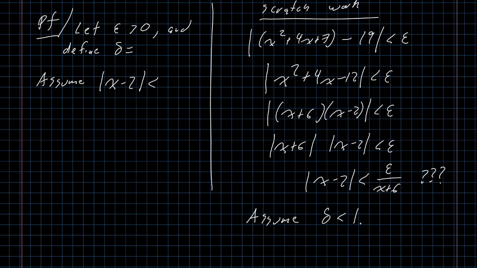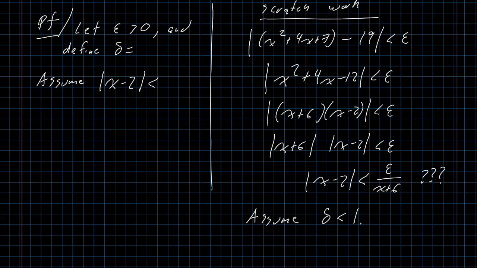So we need to do something further. And something further very often takes the form of, let's assume that delta is less than 1. Because if delta is less than 1, then we can do something with what we already know. And if we found out that the value of delta for our particular epsilon was bigger than 1, we could just use a smaller value anyway, right?